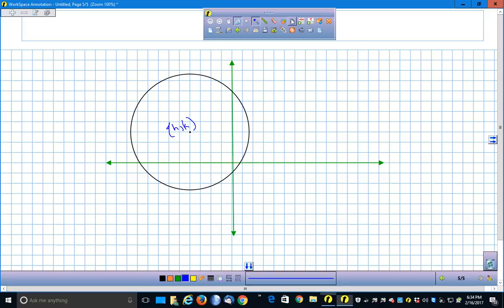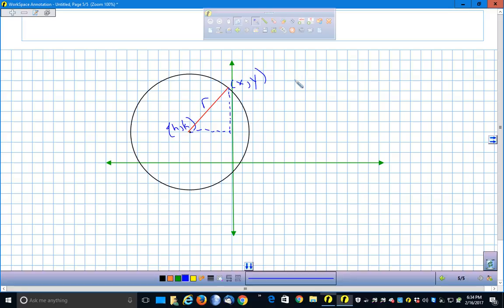Let's make a red radius. Here's the radius, and I'm going to call this r. And this point over here, any point on the circle, I'm going to call x, y.